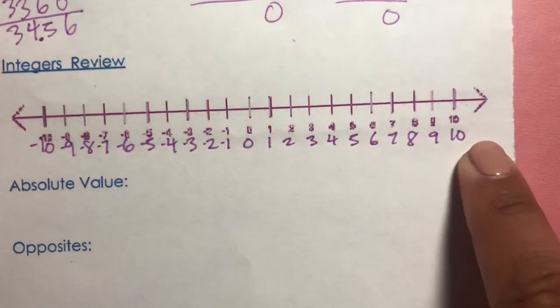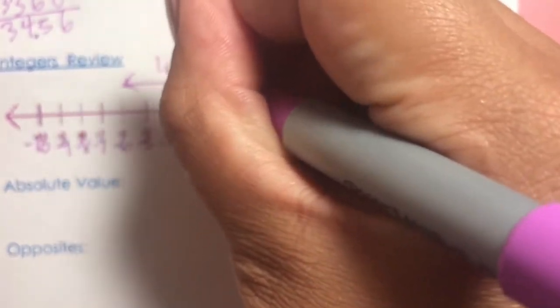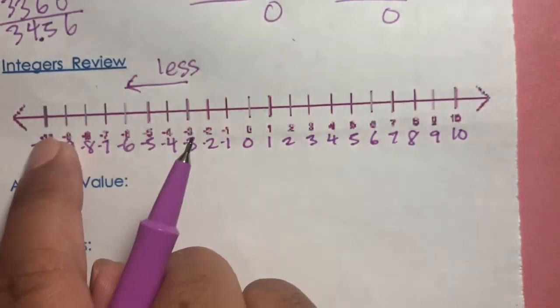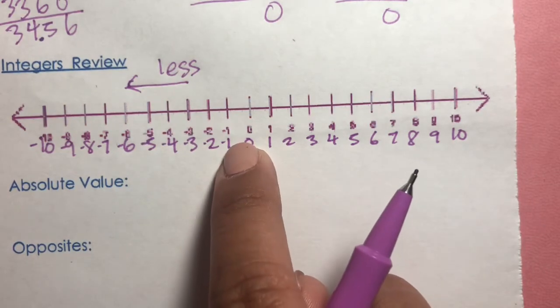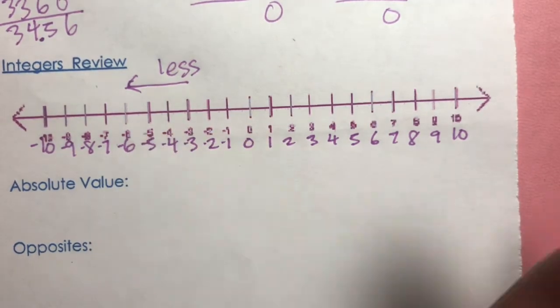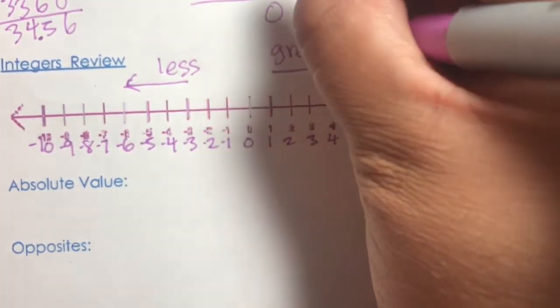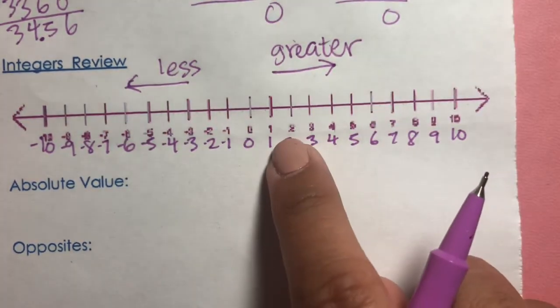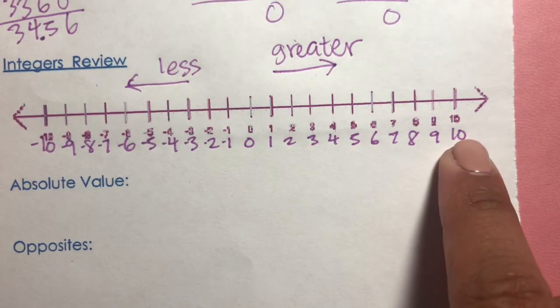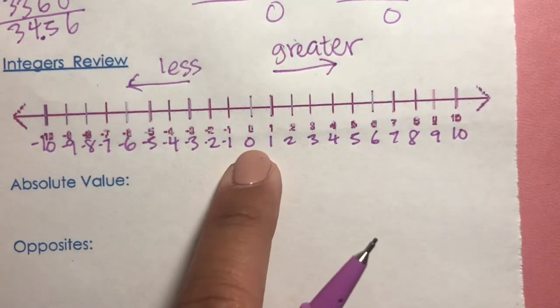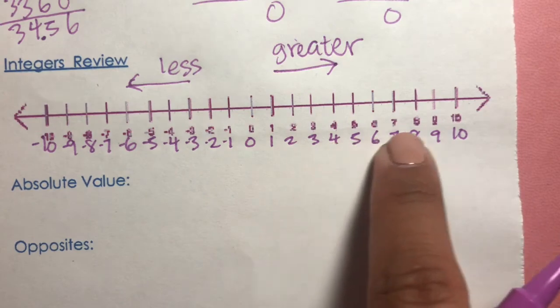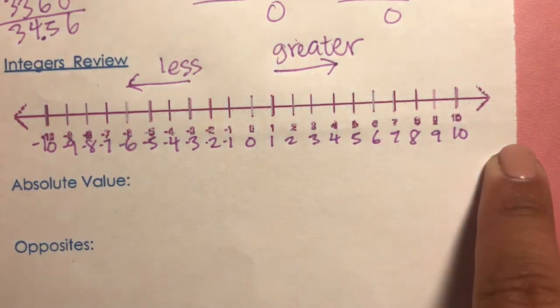So you'll see my number line here. And remember, the more left you go on the number line, the numbers get lower. The lower numbers have less value. The more right you go on the number line, the greater the value of the numbers. So as you see, it's going up. It's going 1, 2, 3, 4, 5. And that's because it's increasing in value.